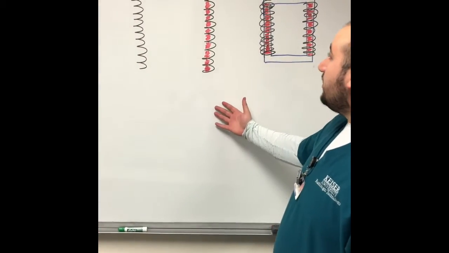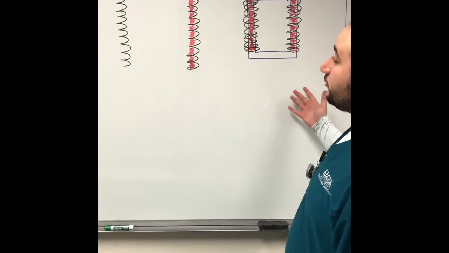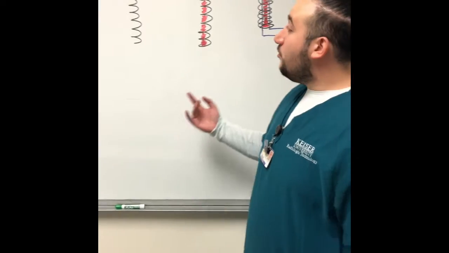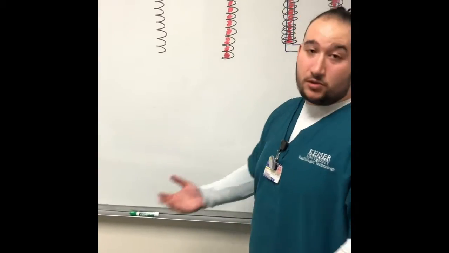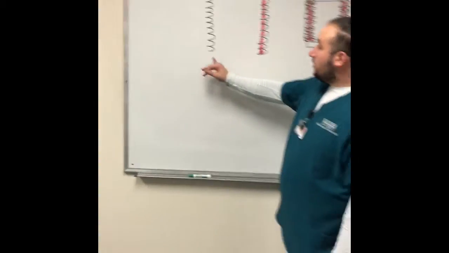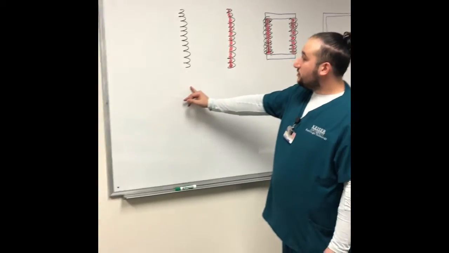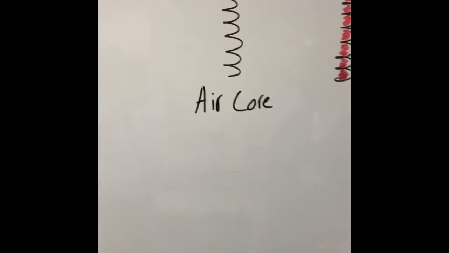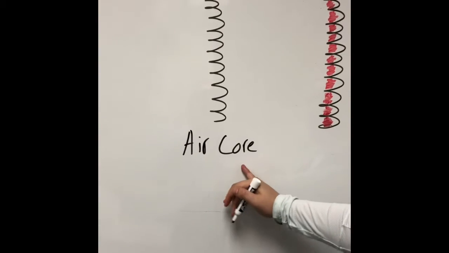So now that we have talked about the transformer law and the different types of transformers found in the X-ray circuit, let's understand what can help or increase the electromagnetic field that's produced when a core is added to the wire or the solenoid. So this is just an air core. This would be a solenoid wrapped just in a coil.